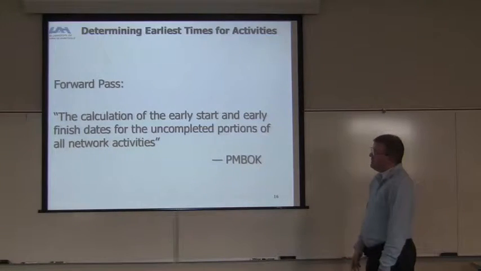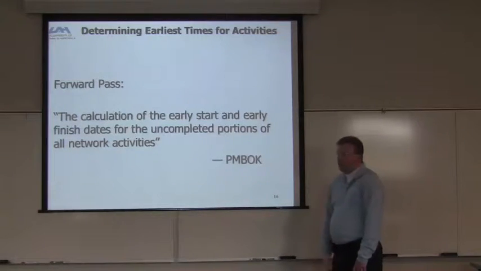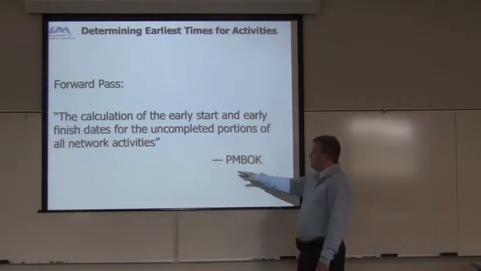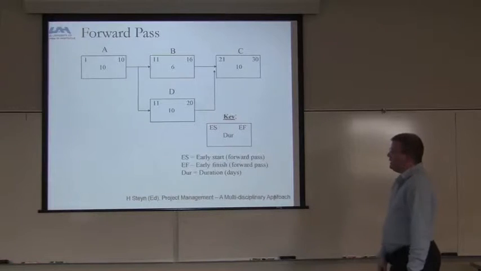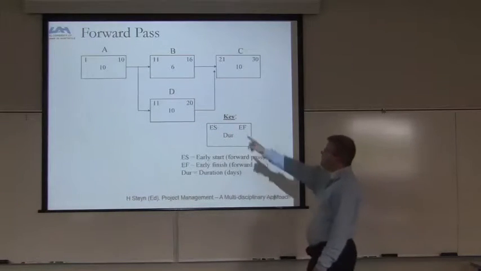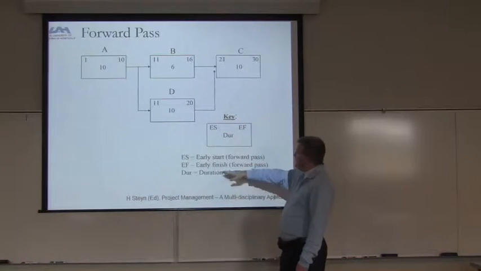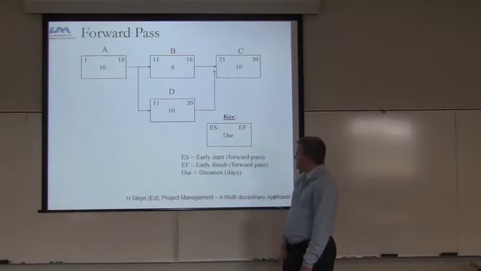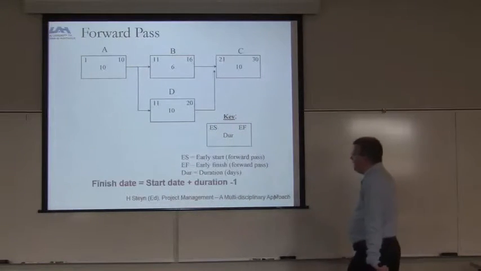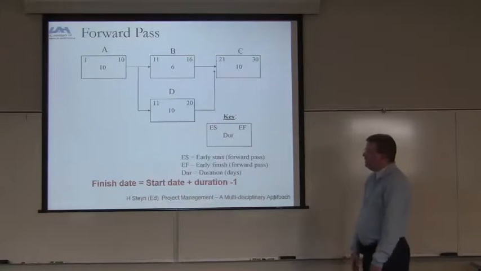Earliest time for activities, basically the forward pass, is the calculation of the earliest start date and the earliest finish dates for the uncompleted portions of all the networked activities, according to the Project Management Body of Knowledge, right? So you can look at just the forward pass. You can see the different things here, and it's basically the early start, the early finish, and the duration. If you can get all those to line up correctly, that's the kind of thing you're looking for, right? So the finish date, remember, is the start date plus the duration minus 1.